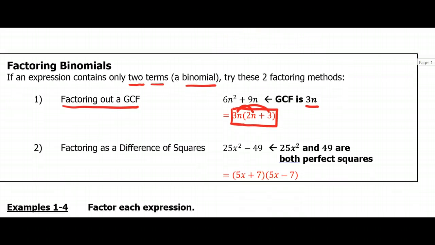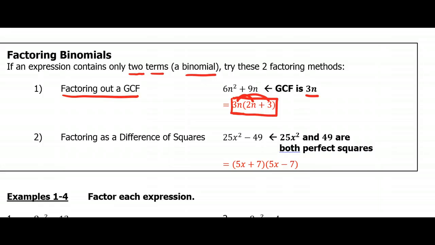Okay, the other method for factoring a binomial is by using a difference of squares. And so if you have the expression 25x squared minus 49, you'll notice that 25 and 49 are both perfect squares. Okay, and this is a difference problem, so this is therefore a difference of squares. Since there's no GCF for this problem here, my rule for factoring a difference of squares is to take the square root of my first term. The square root of 25x squared would be 5x. And then the square root of my second term, square root of 49 is 7. And to put it down in this format, the quantity 5x plus 7 times the quantity 5x minus 7.